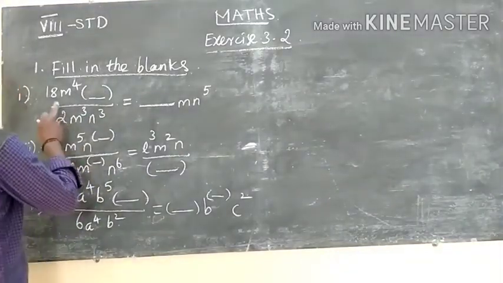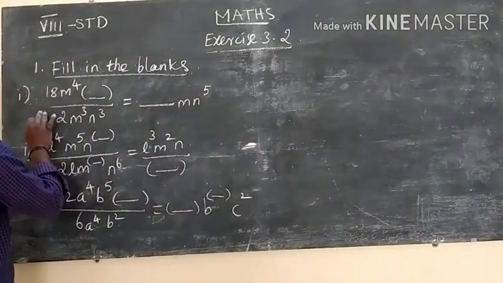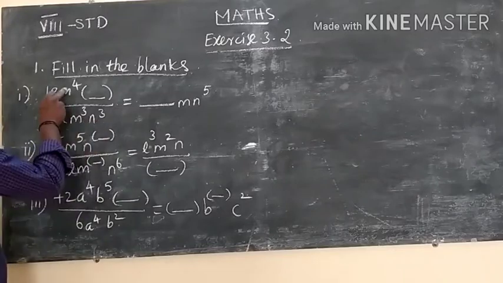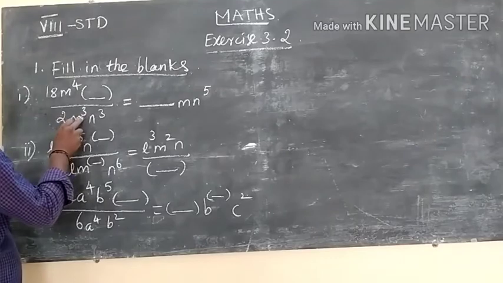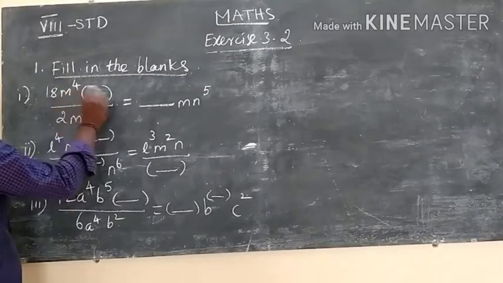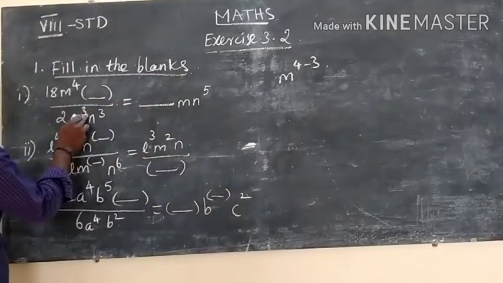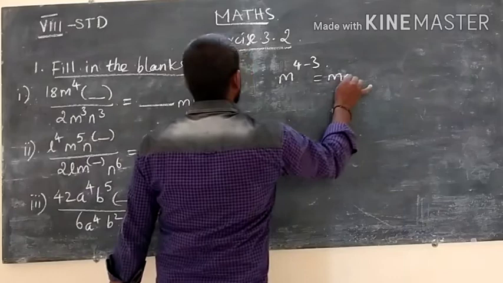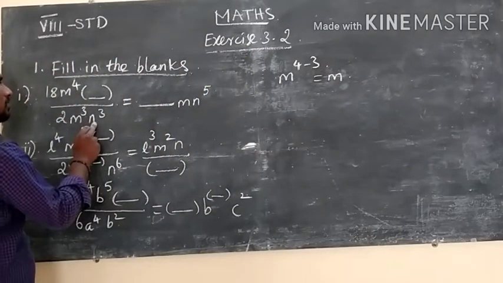Okay. So here n power 5 is given, the left hand side value is also given. So compare the variable. This is m power 4, this is m power 3. Making the transformation we get m power 4 minus 3, which is equal to m. So m is there. Okay. So m over, then n.